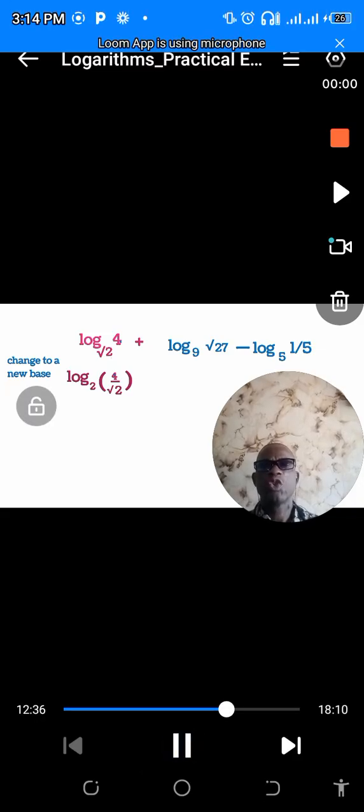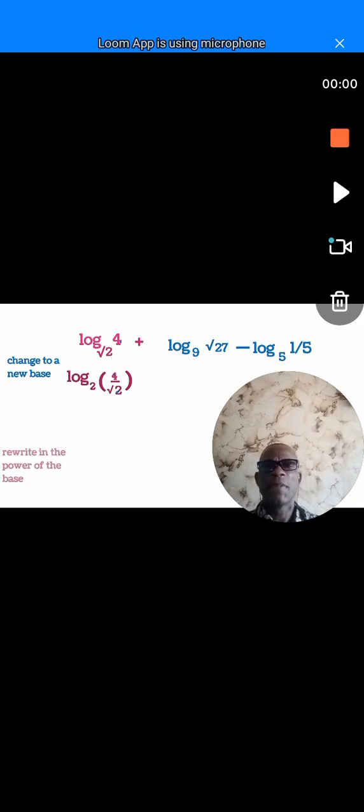Yes, it's going to be equal to log 2 over 1 over 2. So that is what we are doing. We are going to rewrite in the power of the base. To write in the power of the base, how many times must 2 multiply itself to get 4? It is 2. So the numerator to that one is now 2.